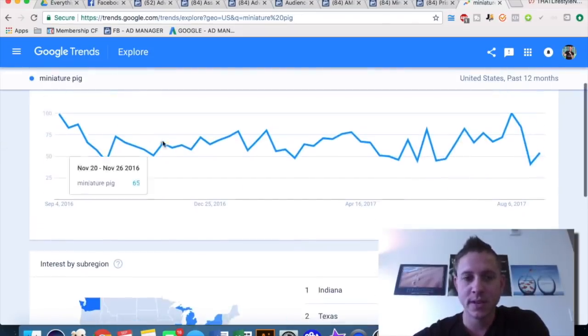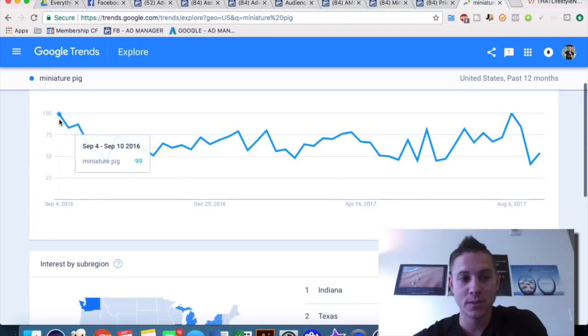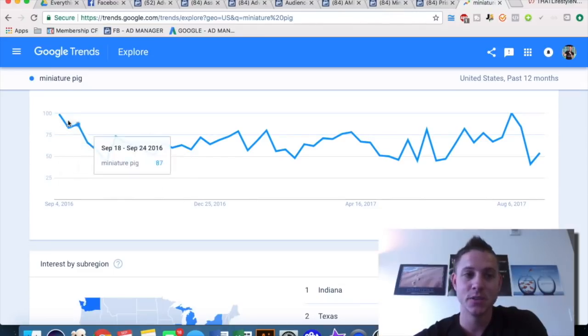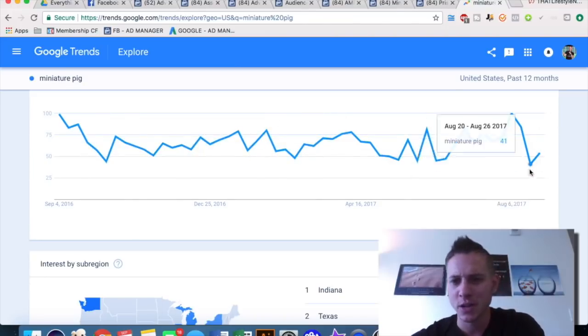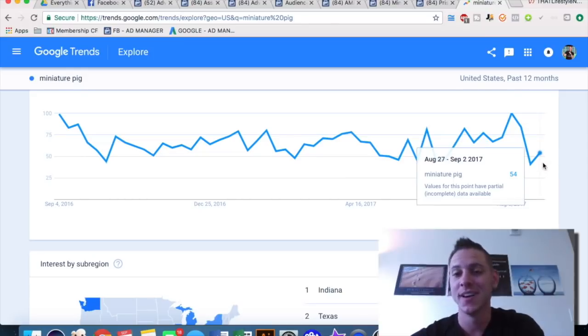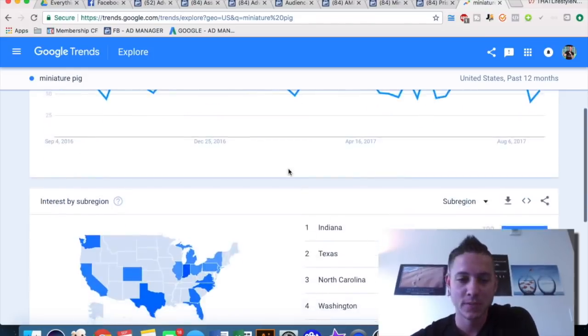And so we can see some data here. We can see that it was super popular on September 4th, right? A 99 out of 100. There might have been something in the news or something like that. We've seen that it's maintained a pretty level standpoint around 75. It's dropped recently, but then it's made a kind of a comeback for miniature pigs, which is nice.